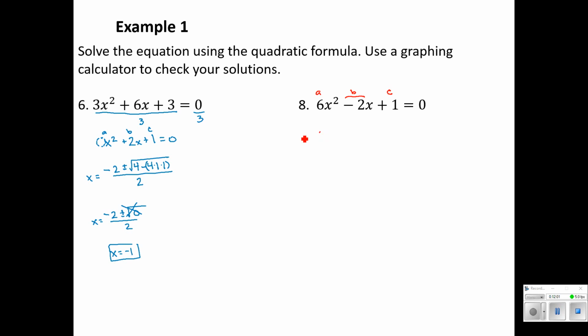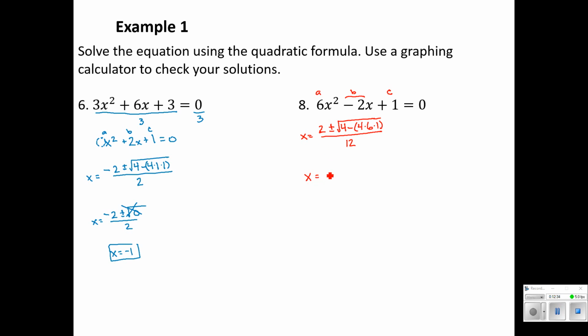So we've got x equals the opposite of b, which is +2, plus or minus the square root of b, -2 squared, so that's +4, minus 4 times a times c, and that's all over 2 times a. 2 times 6 is 12. Here we can tell by our discriminant that this is going to end up being a negative underneath our square root. We're going to end up with imaginary solutions, and unfortunately we cannot check those in our calculator.